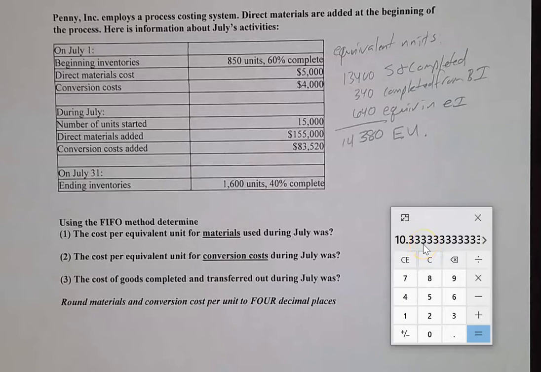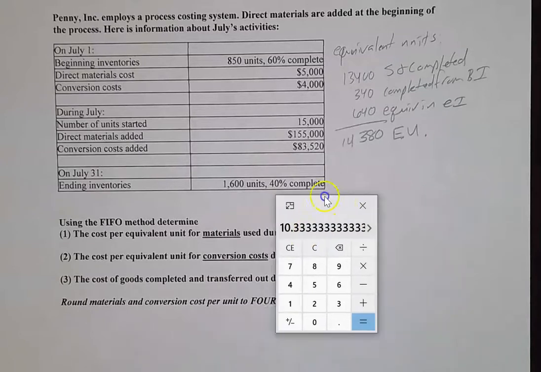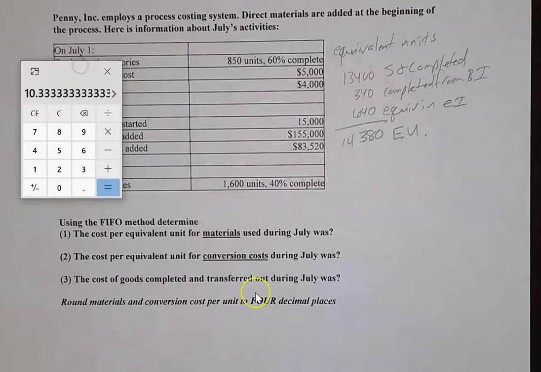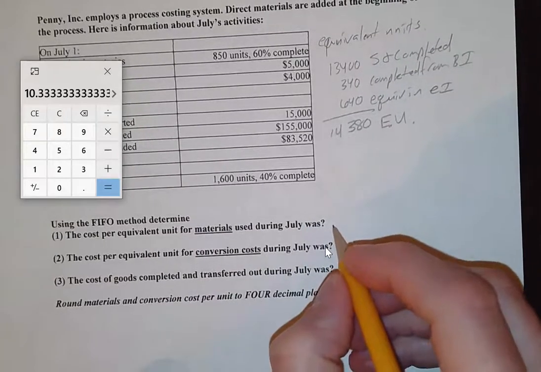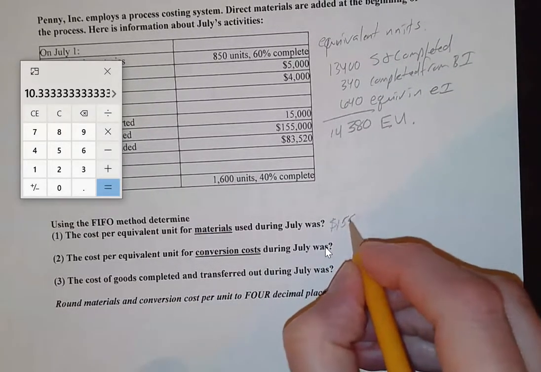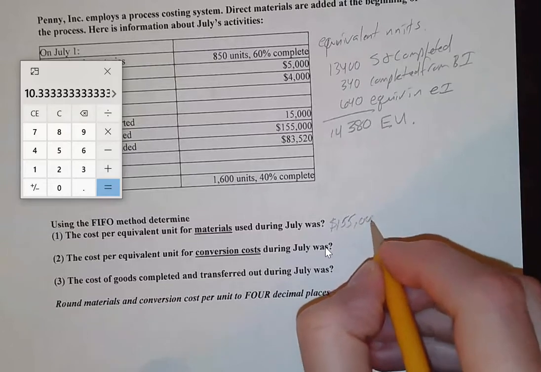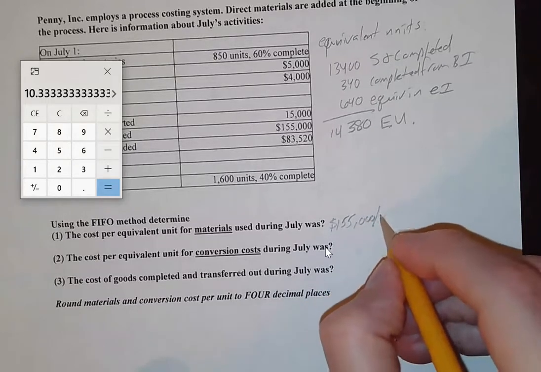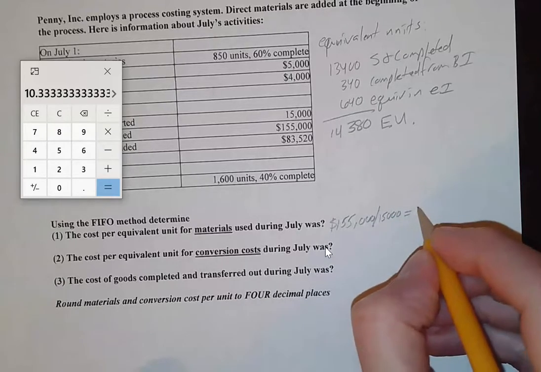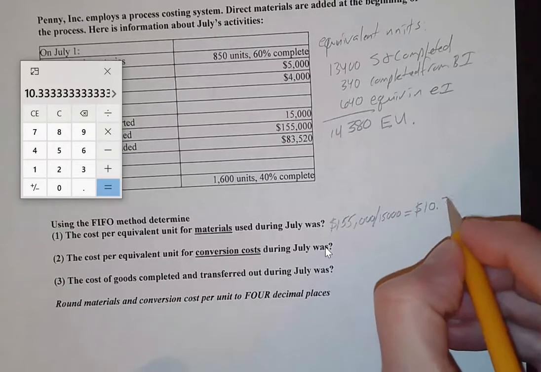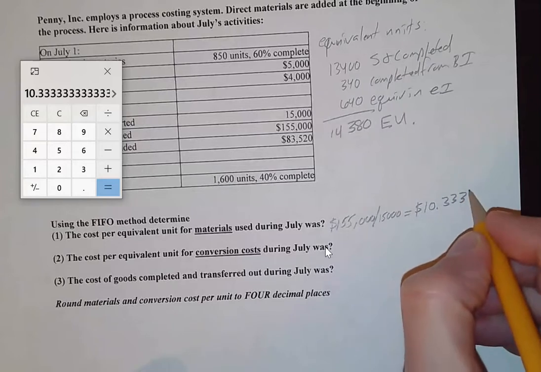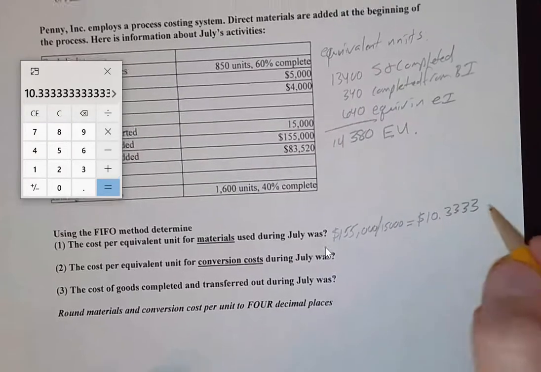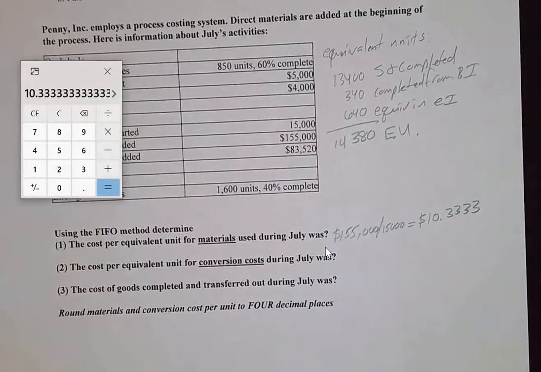They want us to do it to 4 decimal places. So I'm going to move this over here. Cost per equivalent unit. The calculation would be $155,000 divided by 15,000 units is going to equal $10.33, basically. But we're going to do what they told us to do, and that's our figure. I apologize, I am having to reach quite a ways to get to the piece of paper, so my line is not very straight here.